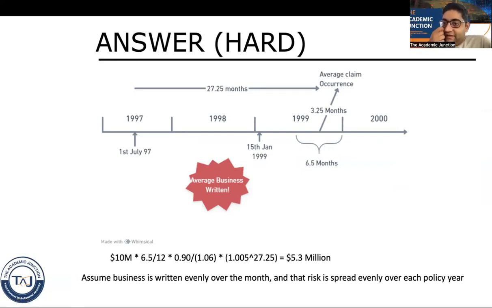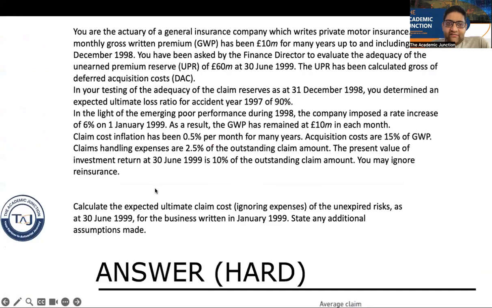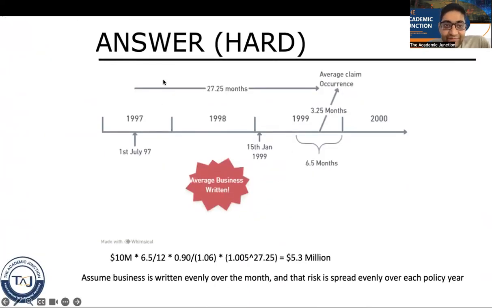Because the question asks for the unexpired risk, that is 3.25 months. So you have to go half of 97, full of 98, half of 99 plus 3.25 months. That comes to 27.25 months. So the logic becomes 10 million into UPR, which is 6.5 divided by 12, into 0.9 divided by 1.06, into 1.005 power 27.25, which gives you 5 point something 3 million.